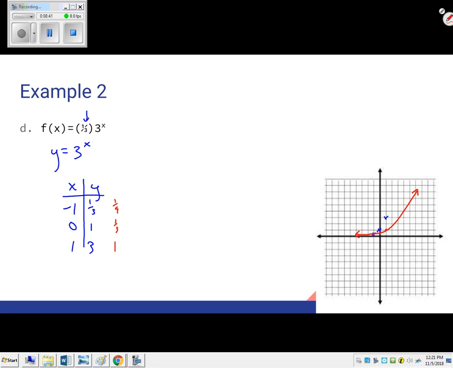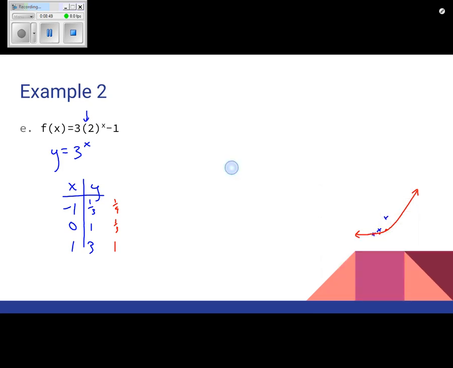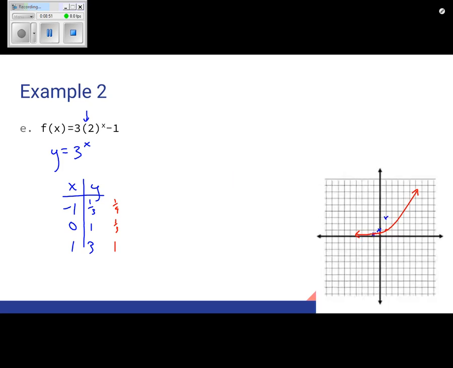Domain would still be -infinity to infinity. Range is 0 to infinity, and the asymptote is at 0 since it did not move. You try this one; we've got two things going on with it. See if you can get it to match up to my answer.